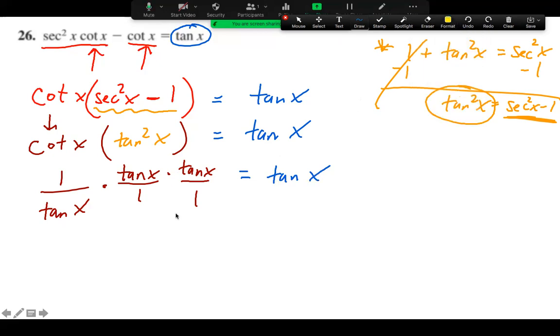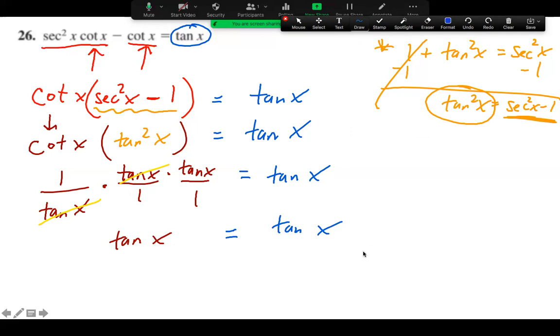Going back to the left side, notice that I have a tan x on the bottom multiplied to a tan x on the top. Those cancel 1 for 1. So now I am left with 1 times tan x, which is tan x. In the denominators, I just have 1 times 1. Dividing by 1, there's no point; it doesn't change the value. So lo and behold, tan x is equal to tan x. The identity is verified. Check.